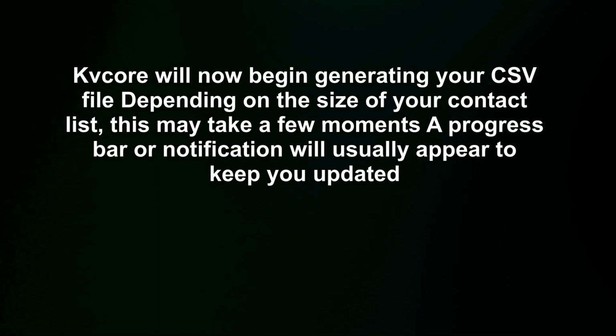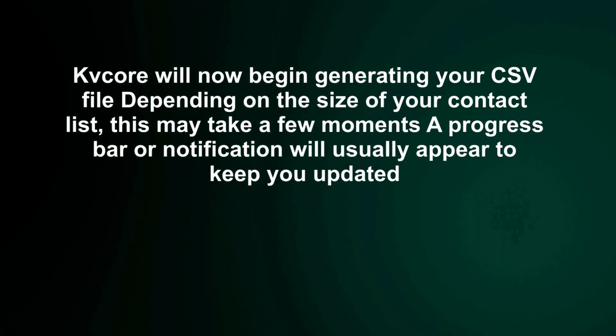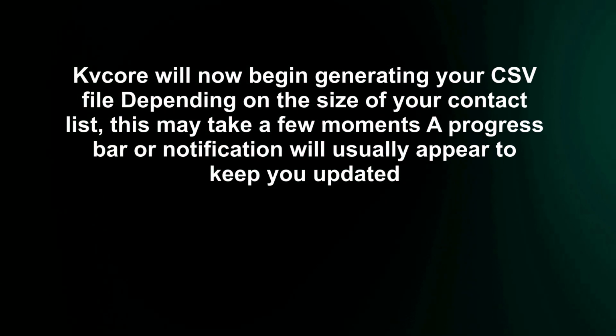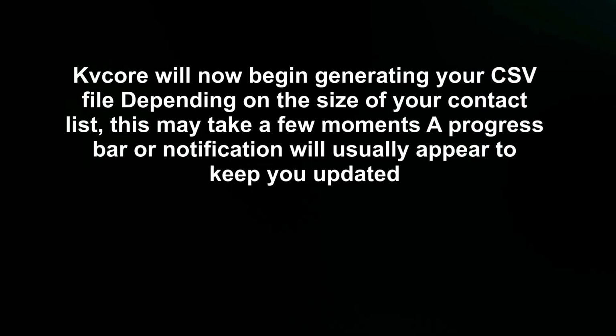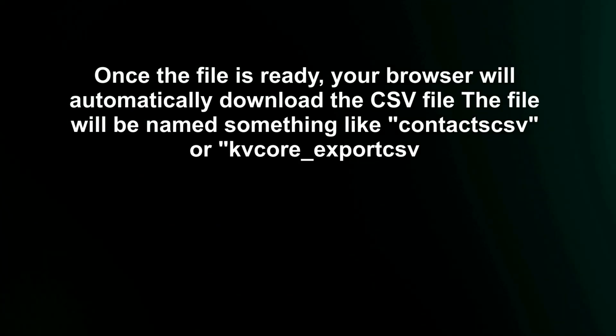Kvcore will now begin generating your CSV file, depending on the size of your contact list. This may take a few moments. A progress bar or notification will usually appear to keep you updated. Once the file is ready, your browser will automatically download the CSV file.